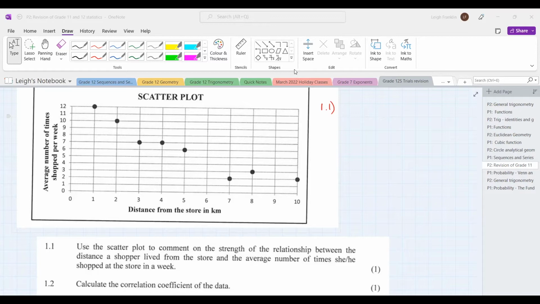So yes, you're right. The trend of the data says the further that somebody lives from the store, the less often they would visit it. Fair enough. But that doesn't tell us how closely the two variables are related to one another. So what are we actually looking at on the picture? On the scatter plot, what are we actually looking at?